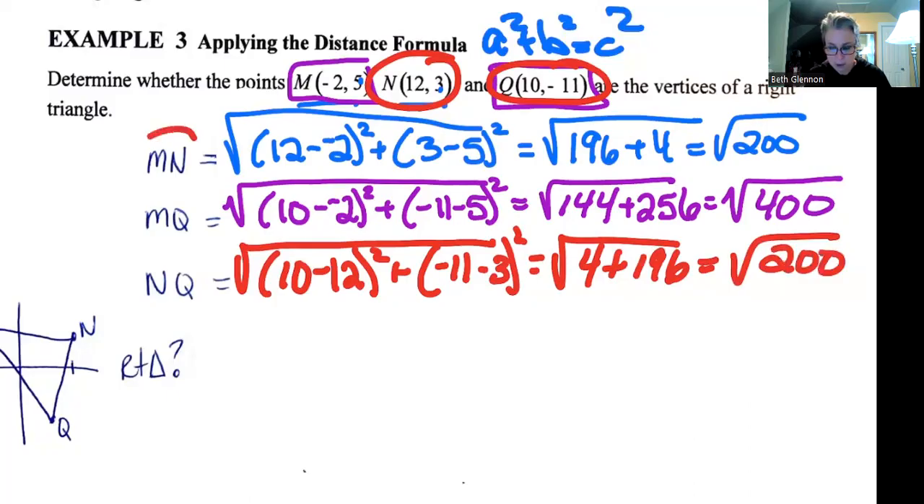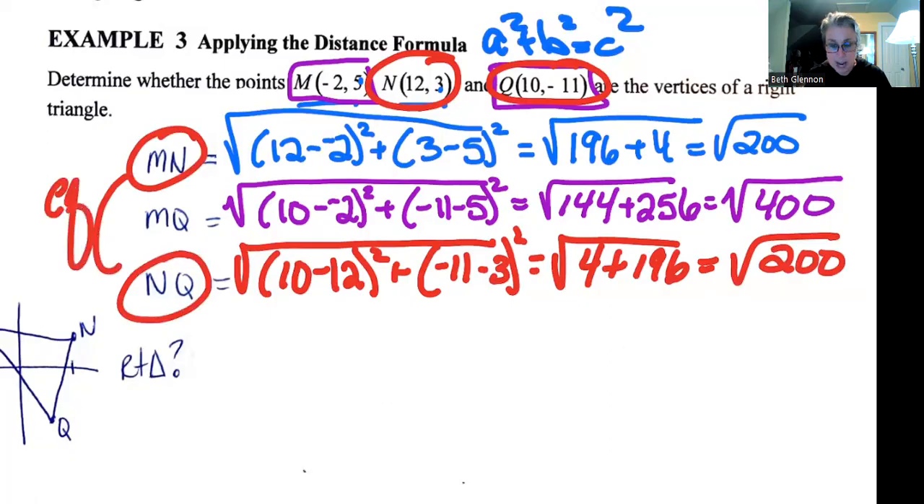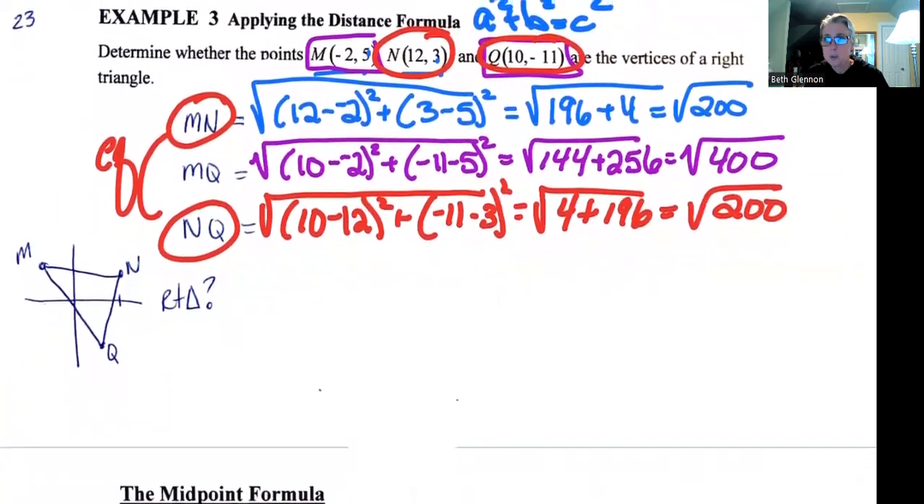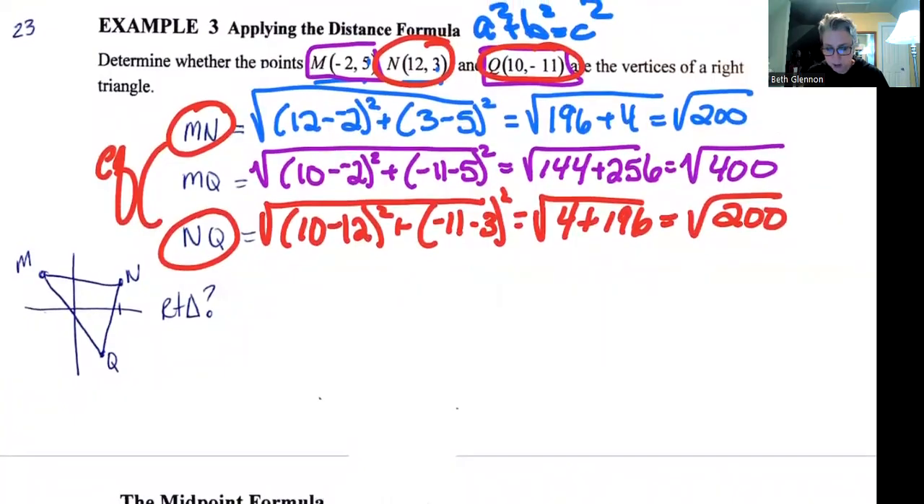Before I go any further, I can tell these two sides are equal. That gives me what's called an equilateral, not equilateral, excuse me, that gives me an isosceles triangle. Okay, now my question here is determine whether it is a right triangle. So we need to decide that. If it is a right triangle, remember we're going to use, this different color here, purple.